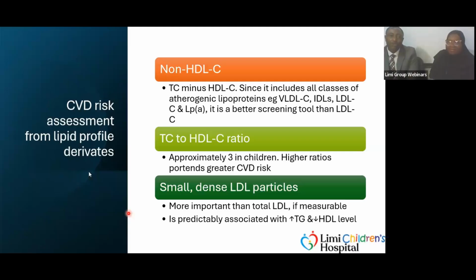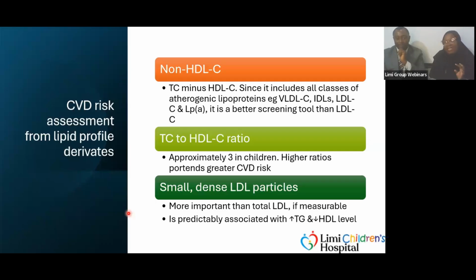So it includes all the classes of atherogenic lipoprotein, like very low density lipoproteins from the extended lipid profile, the low density lipoproteins, and so on, because it's a better screening tool than just focusing on low density lipoprotein, which is just one of the non-high density lipoproteins. And then the total cholesterol to HDL cholesterol ratio, which is the atherogenic index. Some of you may be used to the adult value of 5, 4.2, but in children it's approximately 3. So a ratio higher than 3 portends a greater cardiovascular risk for them.